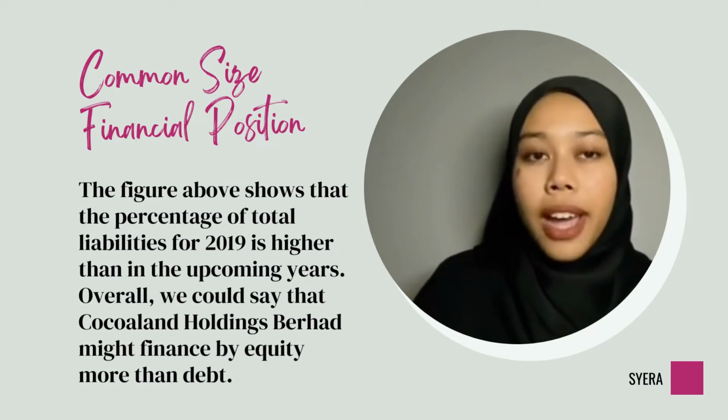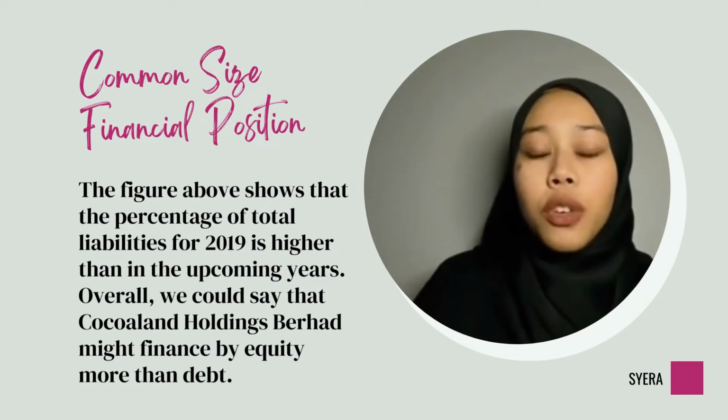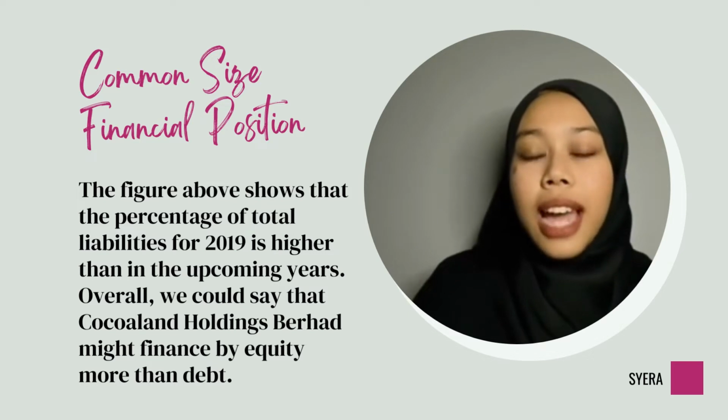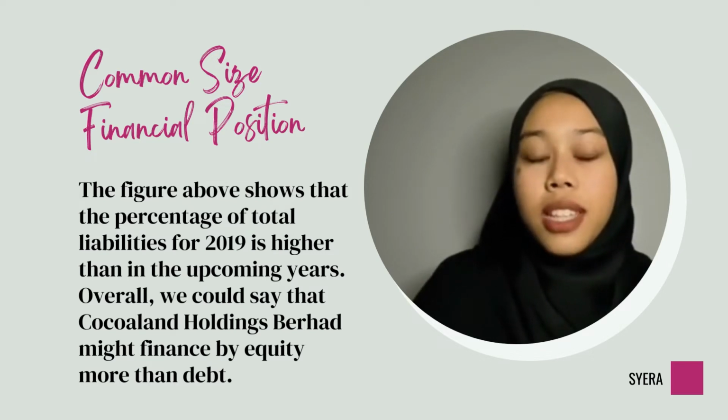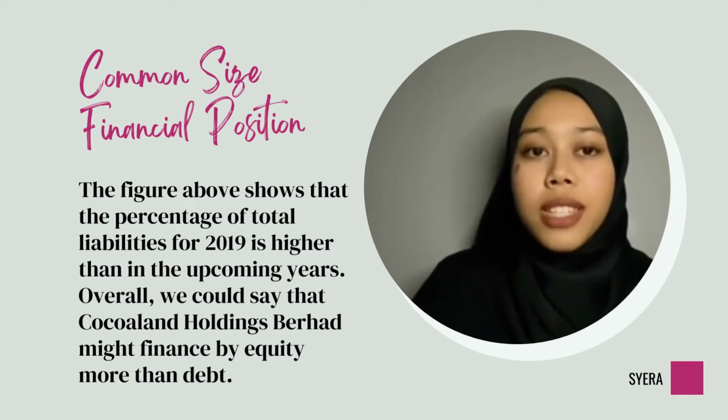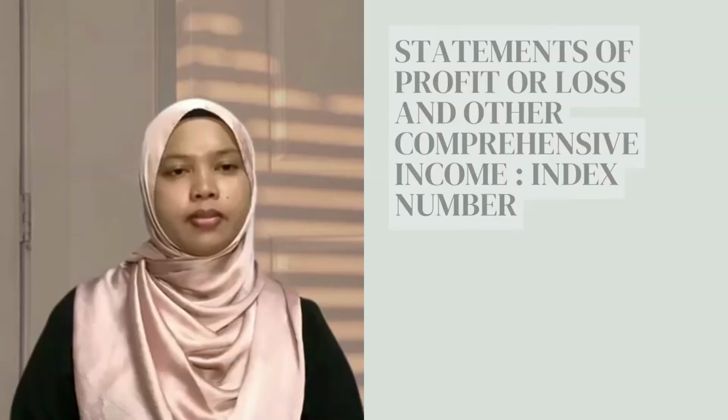Cocoaland Holdings Berhad's total liabilities and equity in 2019 are mostly made up of total equity with 84.75%, followed by total liabilities at 15.25%. The figure above shows that the percentage of total liabilities for 2019 is higher than in the upcoming years. Overall, we could say that Cocoaland Holdings Berhad might finance by equity more than debt.